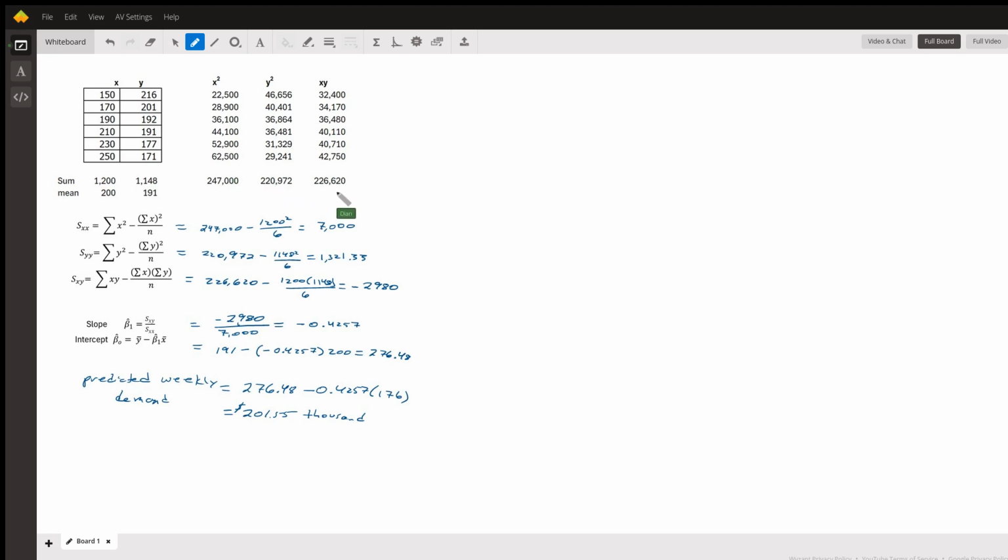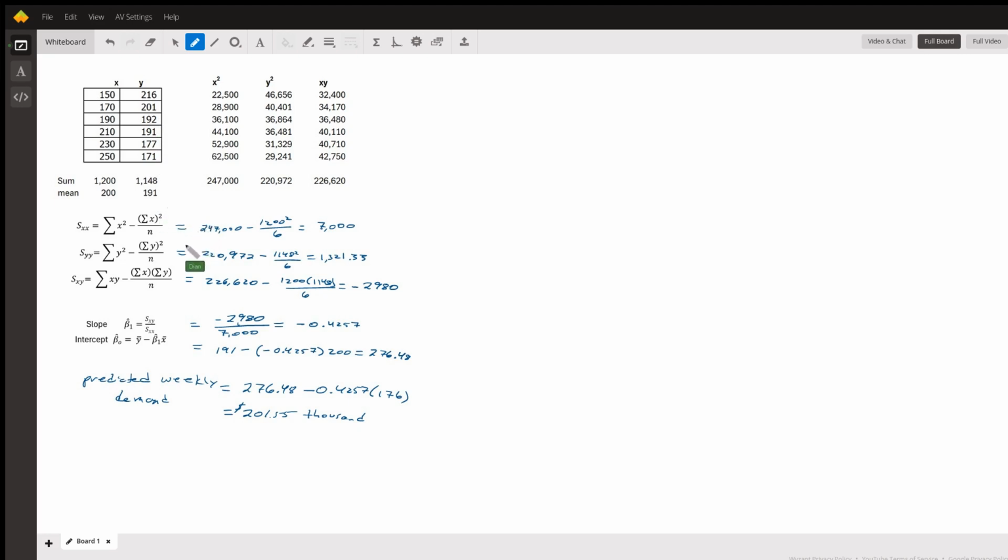You sum up the columns, you sum up the X and Y also, and then you calculate a mean for X and Y. So the mean of X is 1,200 divided by 6, because there's 6 pairs. And the mean of Y is 1,148 divided by 6, or 191.